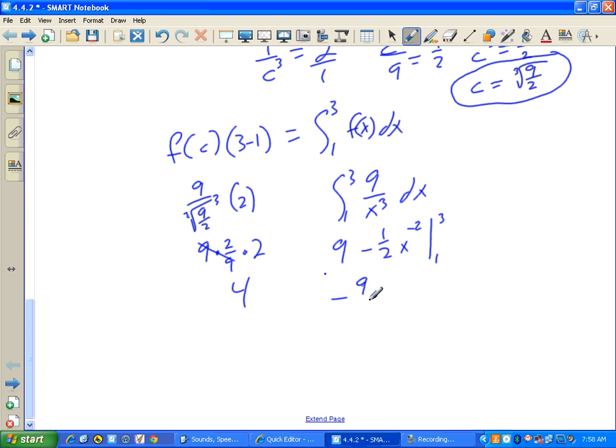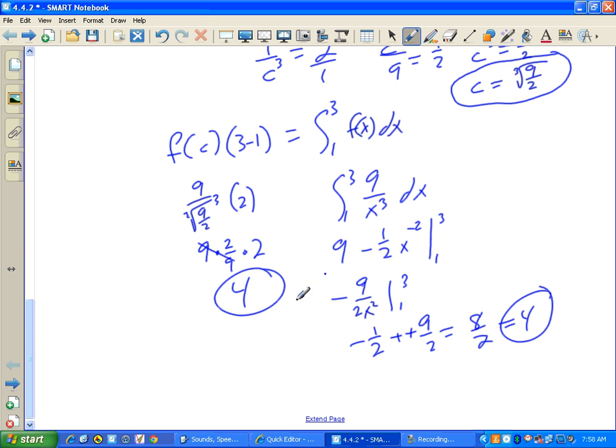So I've got negative 9 over 2x squared, evaluated from 1 to 3. If I put the 3 in, the 9's will cancel, I'll get negative 1/2. If I put the 1 in, I'm subtracting a negative 9 halves, which is adding, which gives me 8 halves, which is 4. Okay, so this is the actual area under the curve, and at this c value, I get a rectangle that has the same area as the area under the curve.